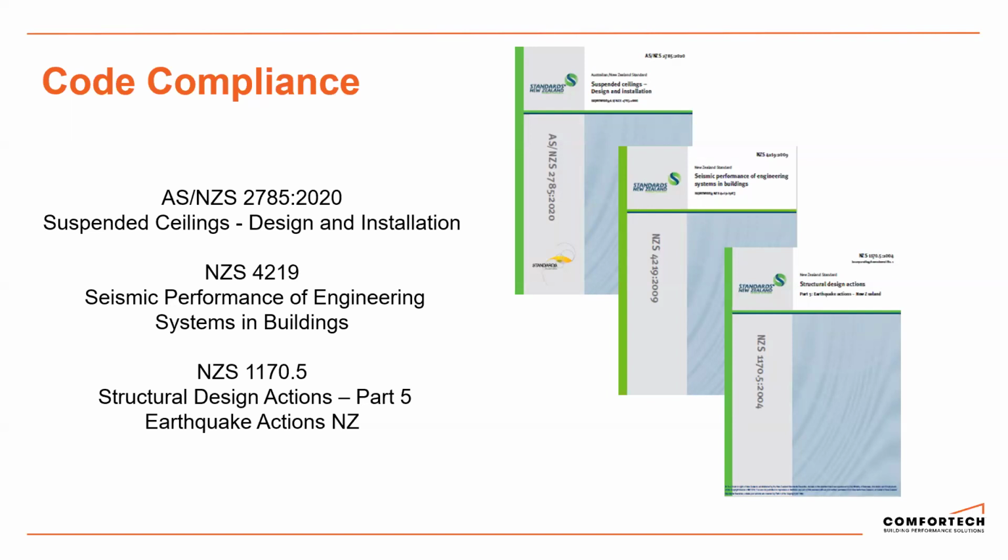NZS 2785, which is your suspended ceilings design and installation. This covers materials, ceiling types, design requirements, and installation. NZS 4219 is your seismic performance of engineering systems and buildings. This specifies interaction between components. So this covers the seismic restraints of services.